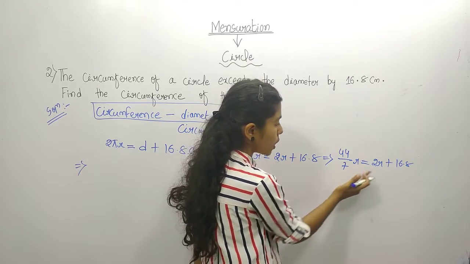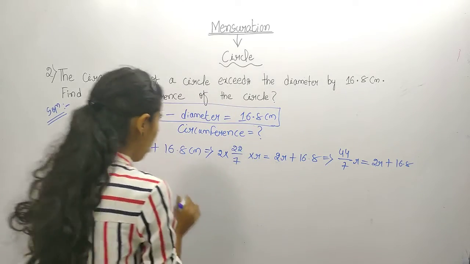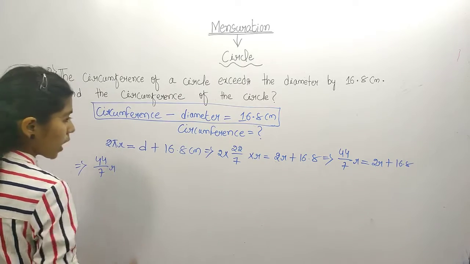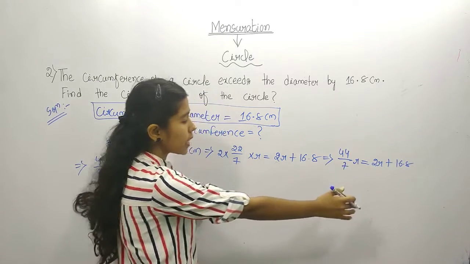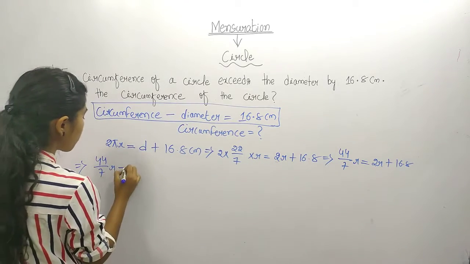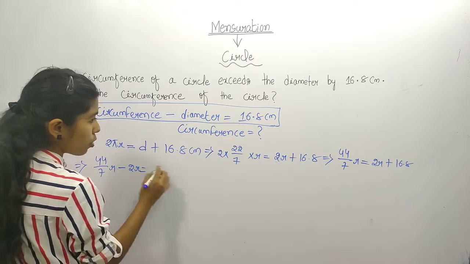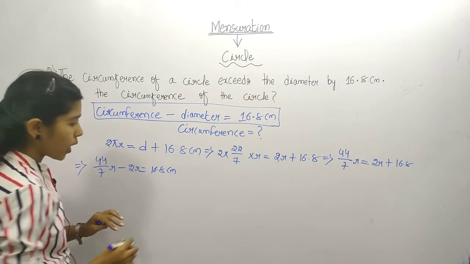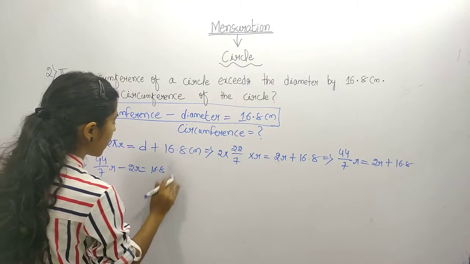So we can bring this 2r to one side. So 44 divided by 7 r, and 2r is there. We have to bring it to the left hand side, so it will become minus 2r equals how much? 16.8 cm. Okay, cm afterwards we will write.